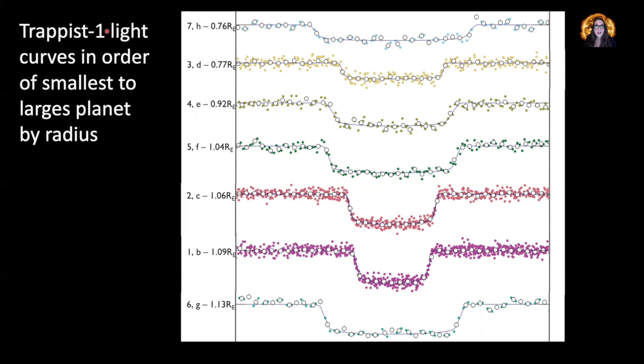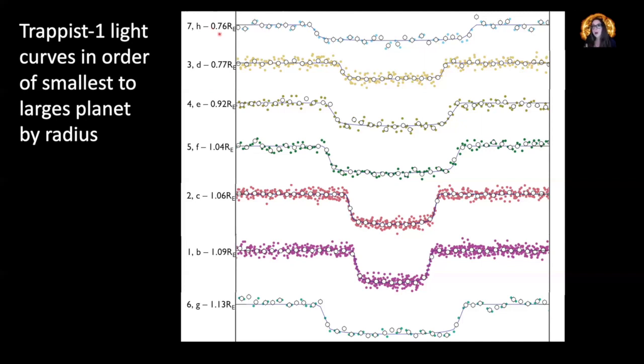The deeper that dip in the light curve, the bigger that planet is. So we can look here. On top, we have the smallest one of the TRAPPIST-1 planets, and on the bottom, we have the largest one of the TRAPPIST-1 planets, largest by radius. So you can see that as we go down, well, some of them are kind of hard to see, but generally you can see the trend that as the radius of the planet gets bigger, we see the dip in that light curve gets deeper. That's our transit depth.